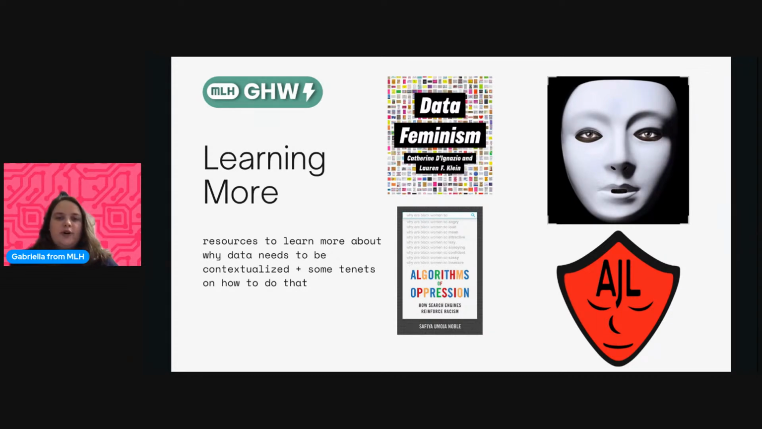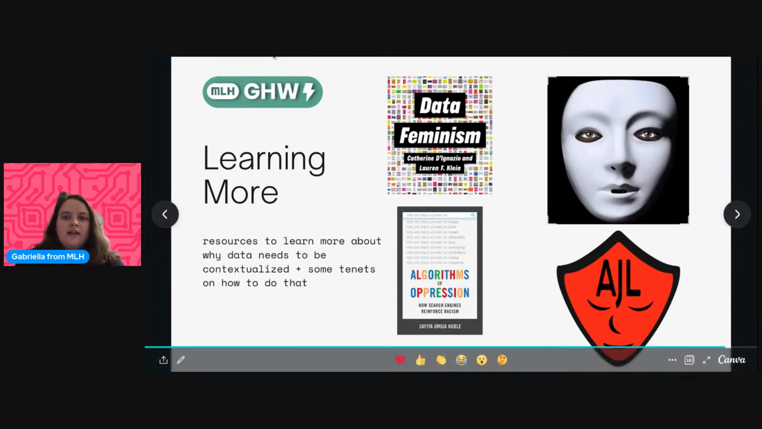On the left, there are two books, one called Data Feminism and one called Algorithms of Oppression. The first talks about the need for data contextualization, especially for women, due to historical data and the lack of data surrounding women in so many fields, specifically medical. It talks a good amount about that. And the one below talks about how algorithms and search engines are reinforcing racism, largely due to their biased historical data.